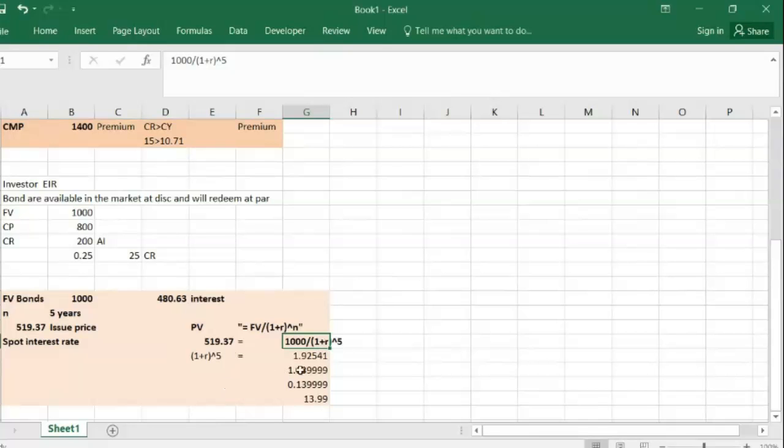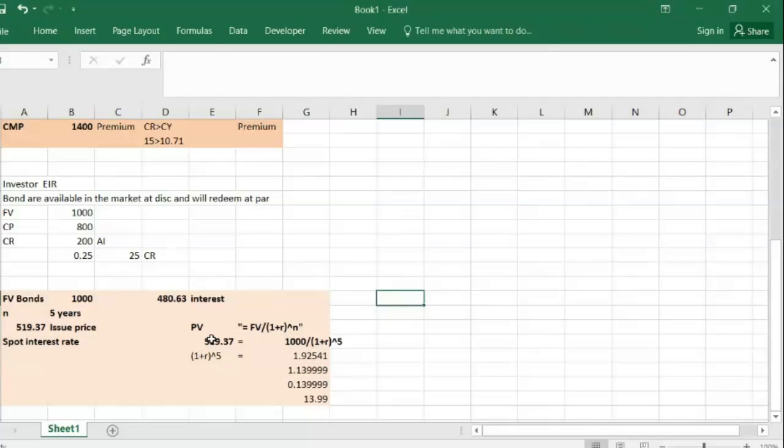So this is the first one. Then what we are doing here, it is in 519.37. Just we are going to take this away. Then it becomes 1 plus r to the power n we need to calculate. So here, if it is 519, it is going to be divided with the future value. Simply you can take the present value divided by future value. So if you can understand, it's not an issue.